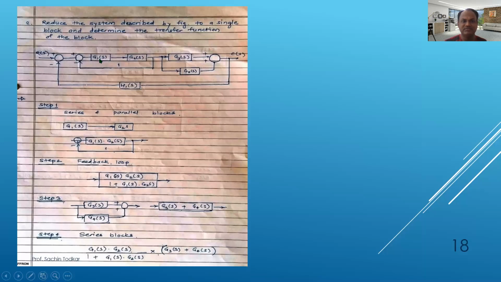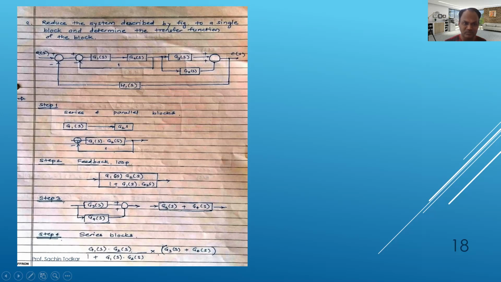If we see, this G1 multiplied by G2 is there. So it will be simple. There is a unity feedback here. They have not given anything, only the feedback loop is given. So I have written it 1. So it means it is a unity feedback system.